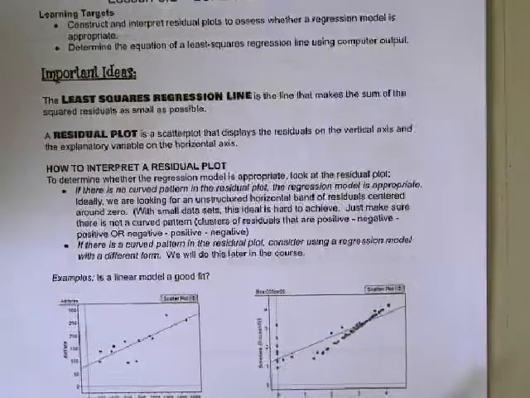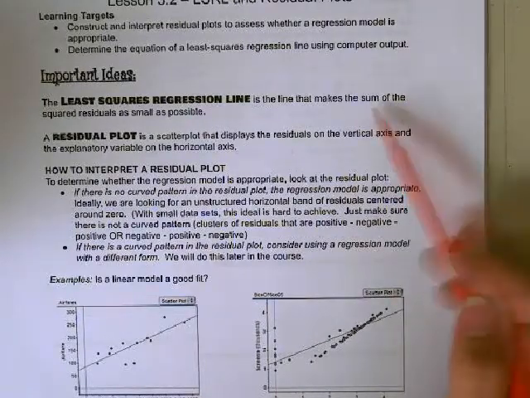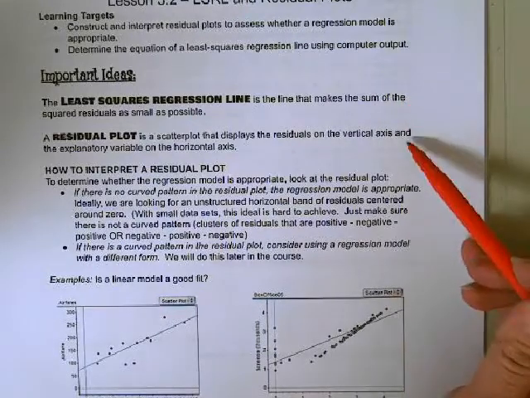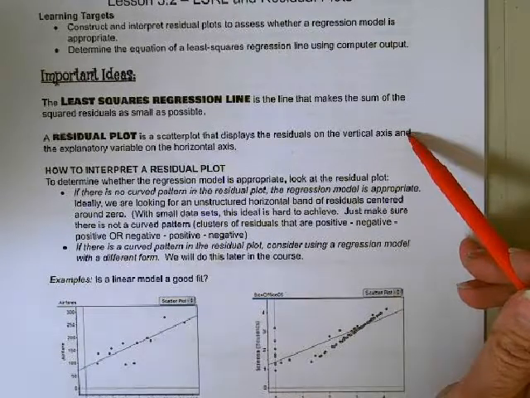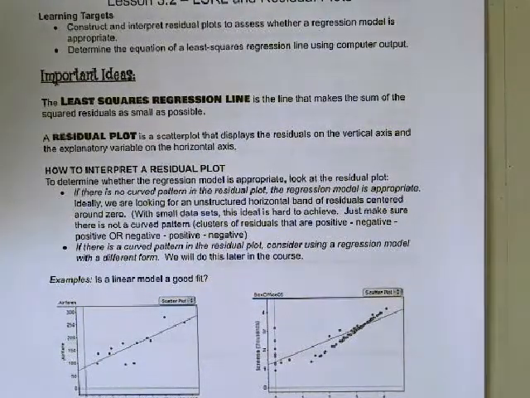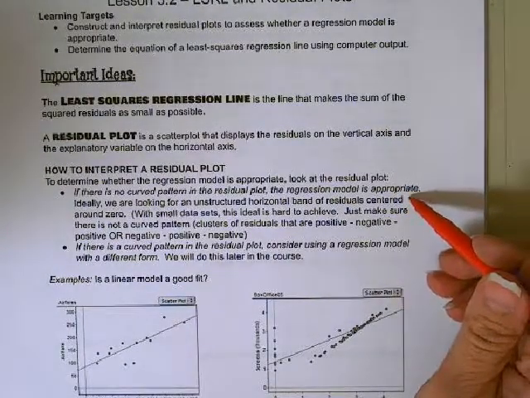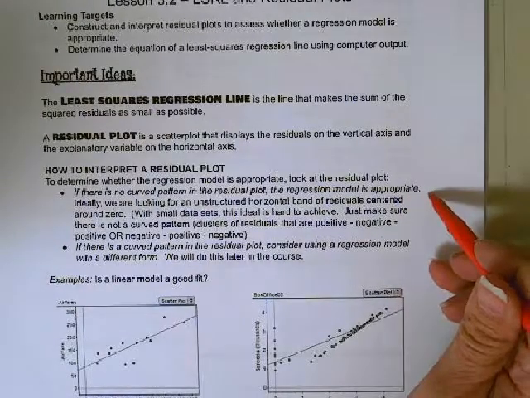All right, so the things that you looked at already were the least squares regression line. That's the line that makes the sum of the squared residuals as small as possible. The residual plot is a scatter plot that displays the residuals on the vertical axis and the explanatory variable on the horizontal axis. When you're interpreting a residual plot, ideally you're looking to see that there's no curved pattern. And if that's true, then the linear regression model is going to be appropriate.